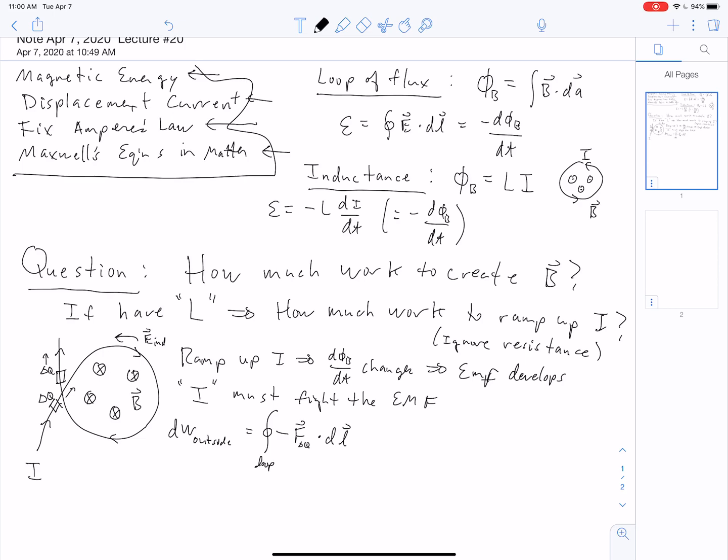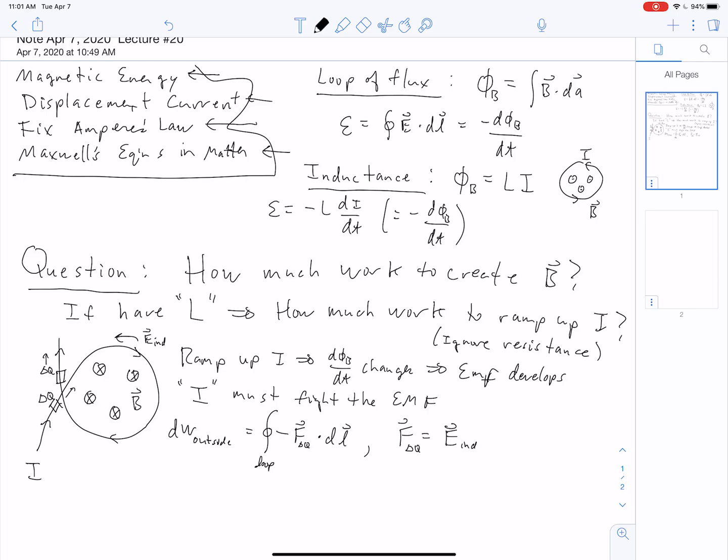So that's the work that it takes some outside agent to push a charge around that loop. Now you know that the force felt by the charge in the loop is simply the induced electric field inside. Let's see, that's the force on the delta Q.